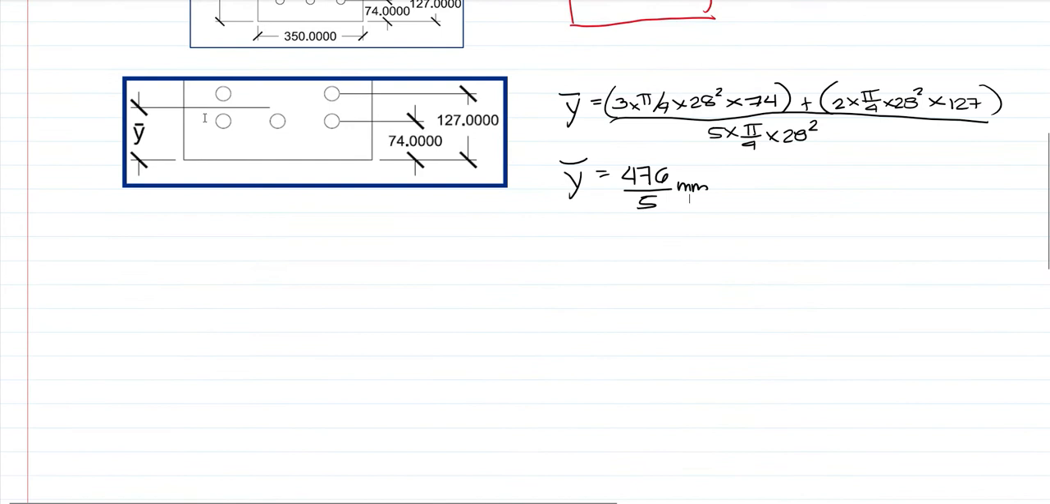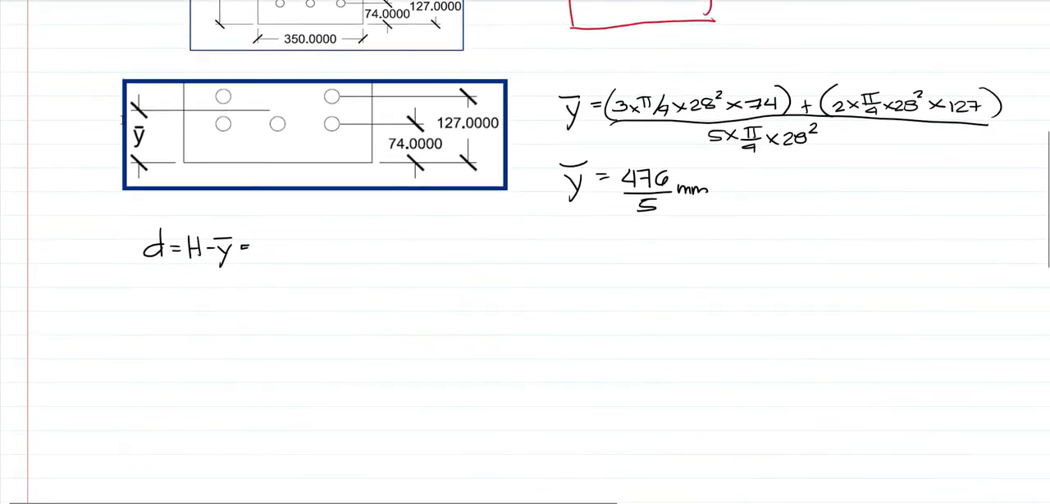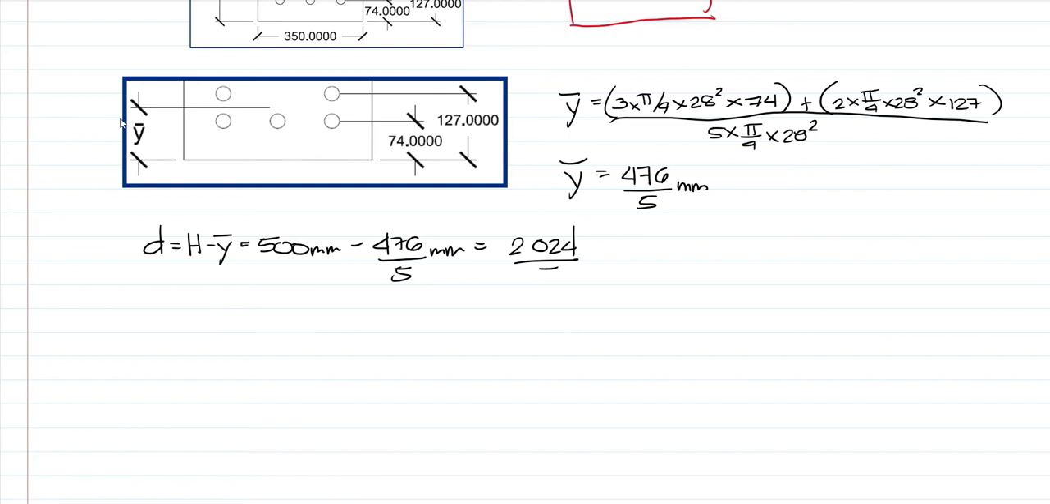So ibig sabihin, para makuha natin yung d, i-minus lang natin yung total height dun sa y bar. So we will have yung total height natin is 500 mm, minus the value 476 over 5 mm. So, ang value natin for our effective depth is 2024 over 5. So, ito ngayon yung effective depth natin.